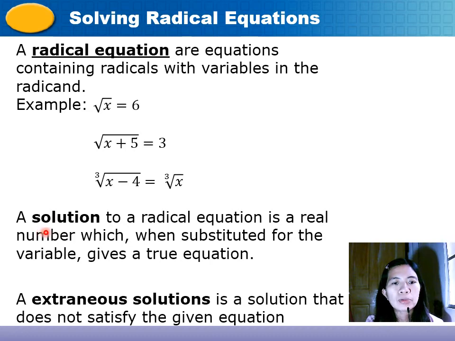And what is a solution? A solution to a radical equation is a real number which, when substituted for the variable, gives a true equation. And what is an extraneous solution? It is a solution that does not satisfy the given equation. So in a radical equation, we might find extraneous solutions.